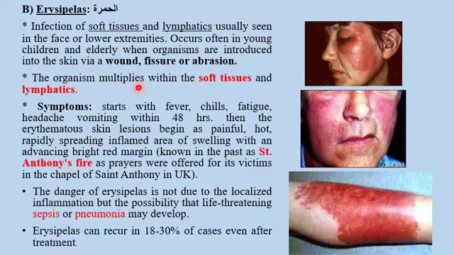So it differs from staph. When we were talking about Staphylococcal skin infections, we said the organism can enter through a hair follicle, and the skin is intact, normal, without any injury. But here, for the organism to be introduced to the skin it needs a wound or a fissure, meaning a crack in the skin, or abrasion, meaning a scrape, so there is a break in the skin and the organism can enter. The organism multiplies within the soft tissues and the lymphatics.